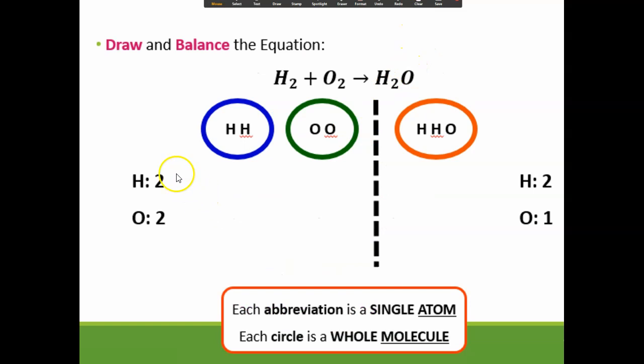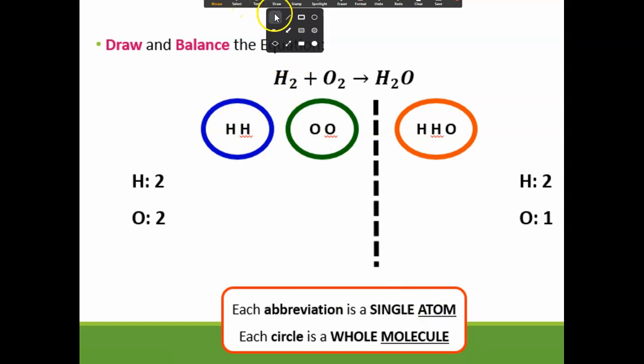Let's go ahead and take a look here. So you can see here that I have an unbalanced equation. H2 plus O2 reacts to give us H2O. So hydrogen and oxygen react to make water. Now each individual letter, again, is an abbreviation for an individual atom. So each abbreviation is a single atom, whereas each circle is a whole molecule.